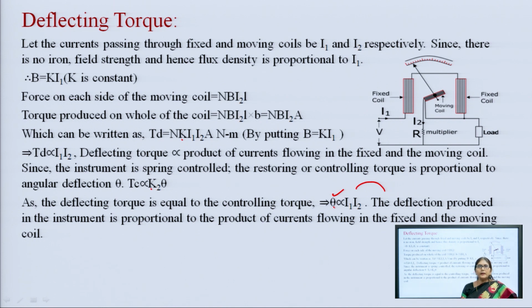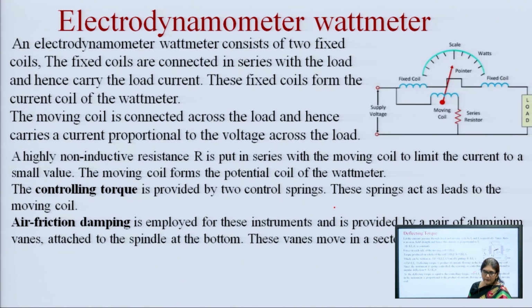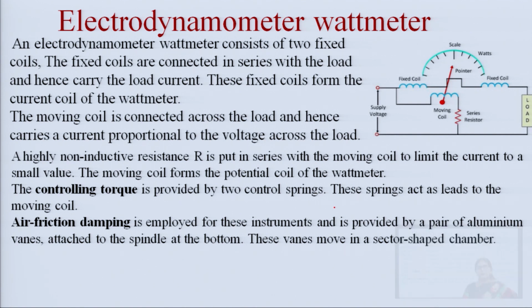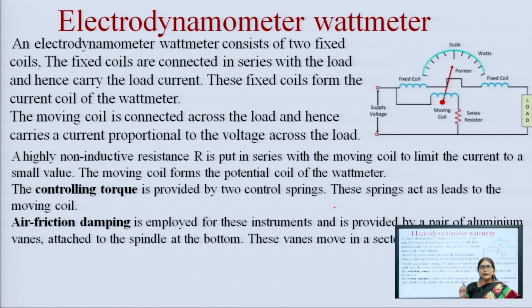So, this is the general deflecting torque equation for any electrodynamometer type instrument. Now, we will discuss the electrodynamometer type wattmeter. It again consists of two fixed coils and one moving coil. Since we want to make the moving coil more resistive, a series resistance is used. Here we can see a series resistance is connected to the moving coil.